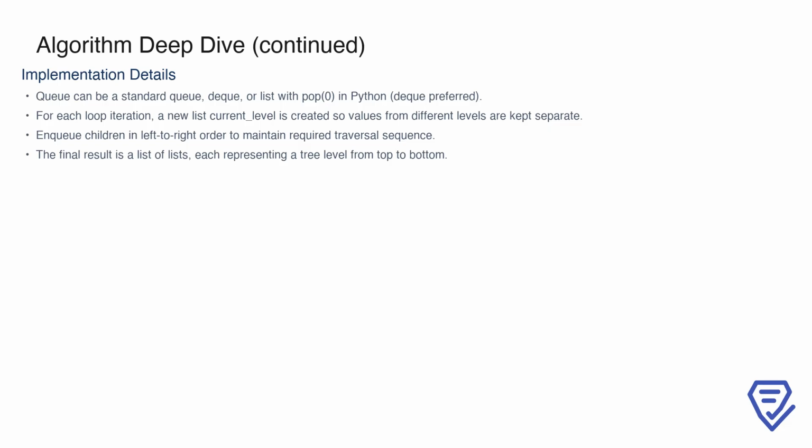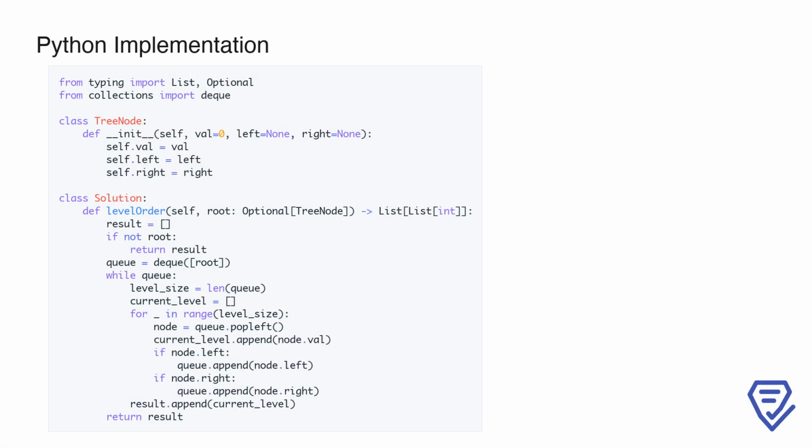This approach keeps the code clean, readable, and highly efficient for this use case. Here is the full Python implementation for LeetCode problem number 102. This code begins by defining the TreeNode class, just as in the original LeetCode problem. The levelOrder method checks if the root node is None and returns an empty list if the tree is empty. For non-empty trees, it uses a deque to efficiently track nodes at each tree level.